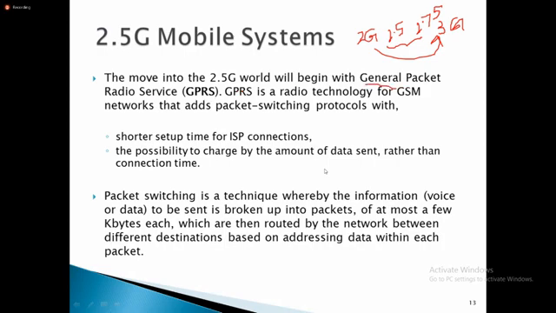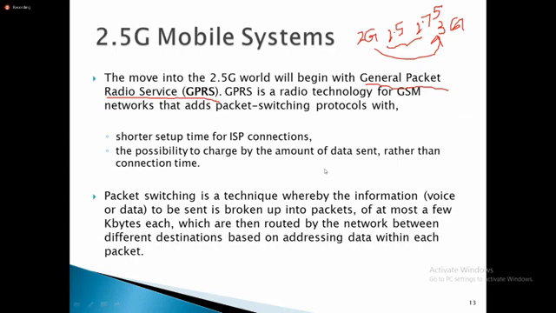We get to 2.5G with the technology called GPRS. You have to remember the long form of GPRS, General Packet Radio Service. GPRS is the radio technology for GSM network. Initially in 2G network, they only used circuit switching, right? So packet switching was introduced in GPRS in 2.5G. In 2.5G, a packet switching was introduced alongside the circuit switched network, right?